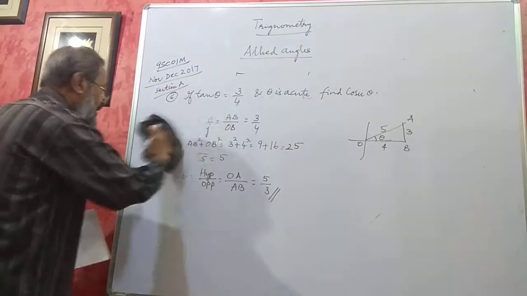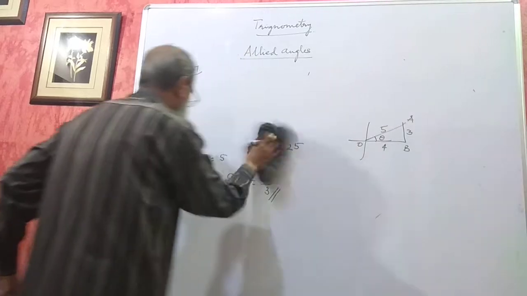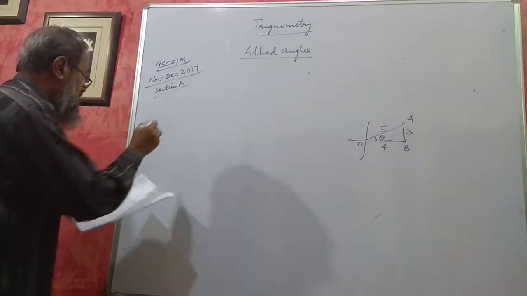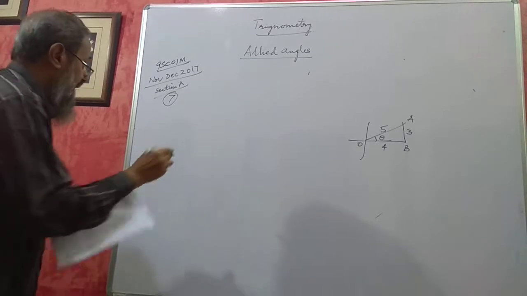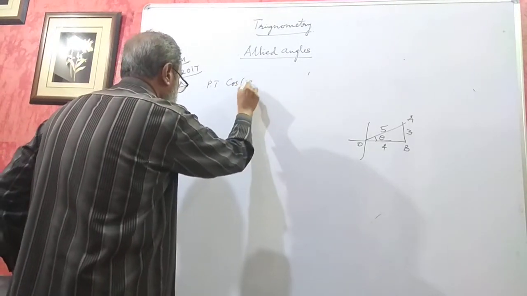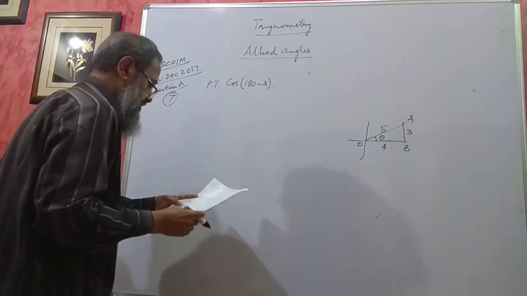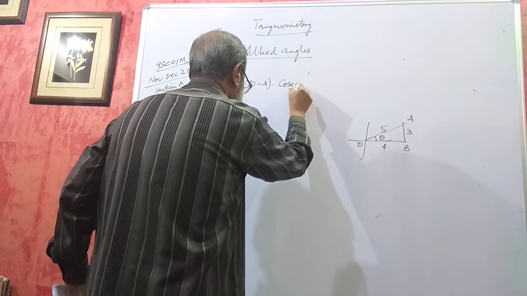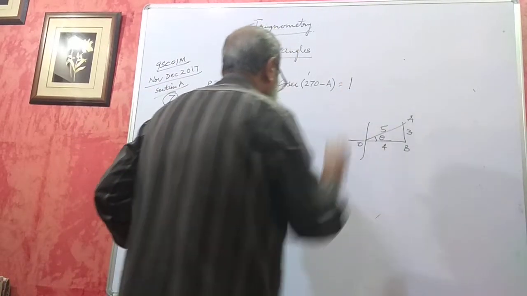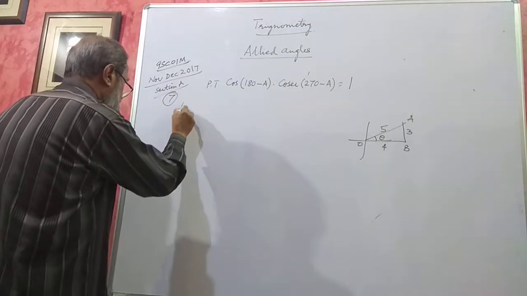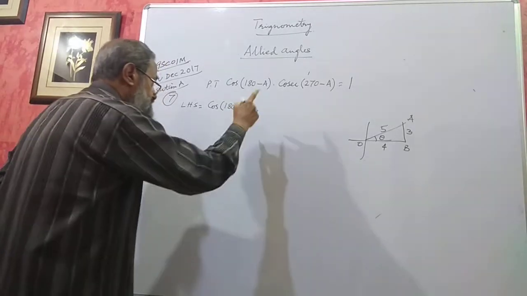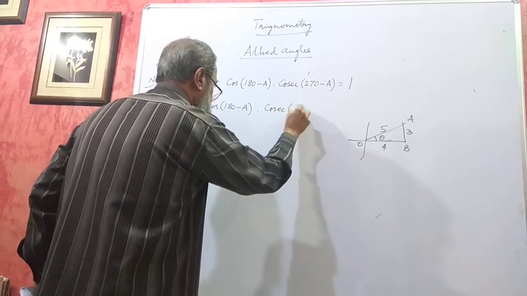Then next, same paper, section A, problem number 7. Prove that cos of 180 minus A into cosec of 270 minus A is equal to 1. Take the left hand side again. Left hand side is cos of 180 minus A into cosec of 270 minus A.